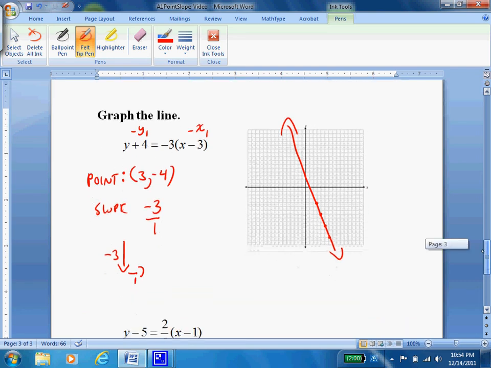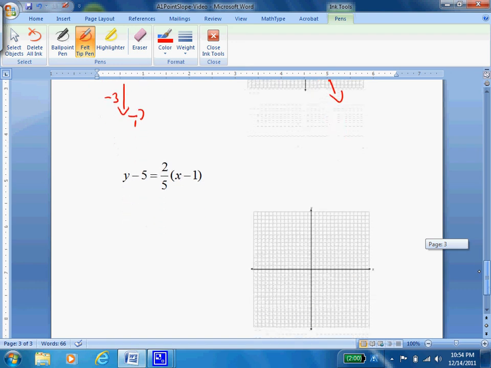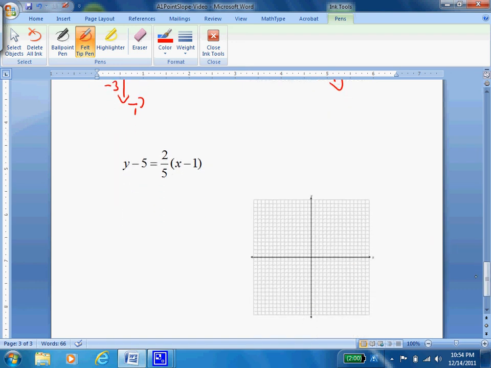Okay, one more. Let's do y minus 5 equals 2/5 times the quantity x minus 1. So again, let's identify our point, taking the opposites of what I see in the equation. My point is going to be +1, +5. My slope is 2/5. Since it's positive, I'm going to have a rising line.